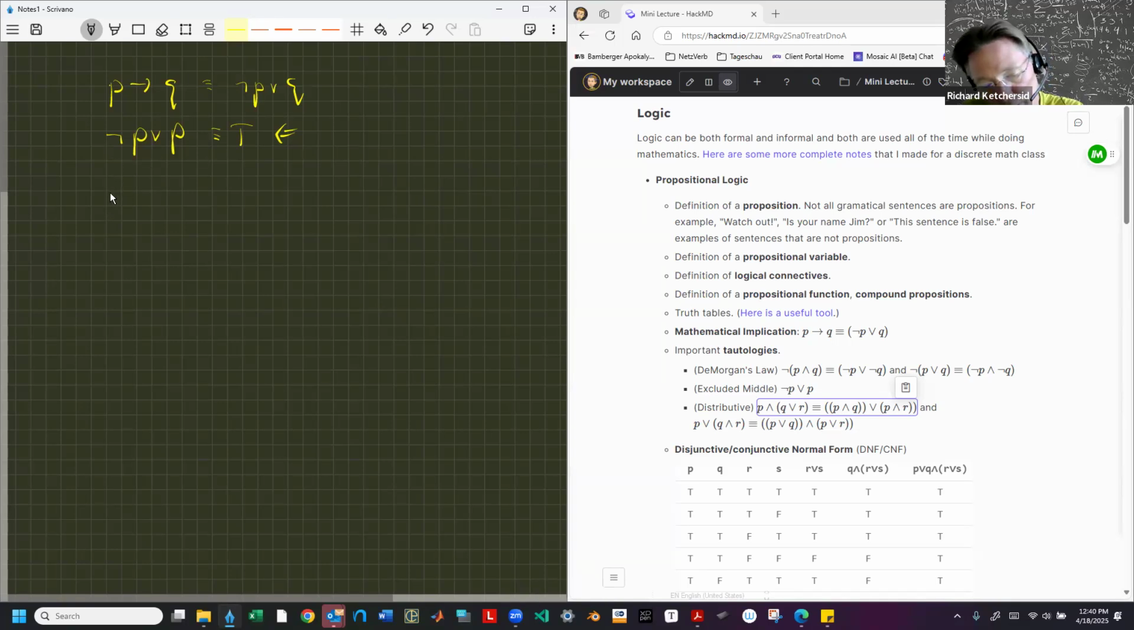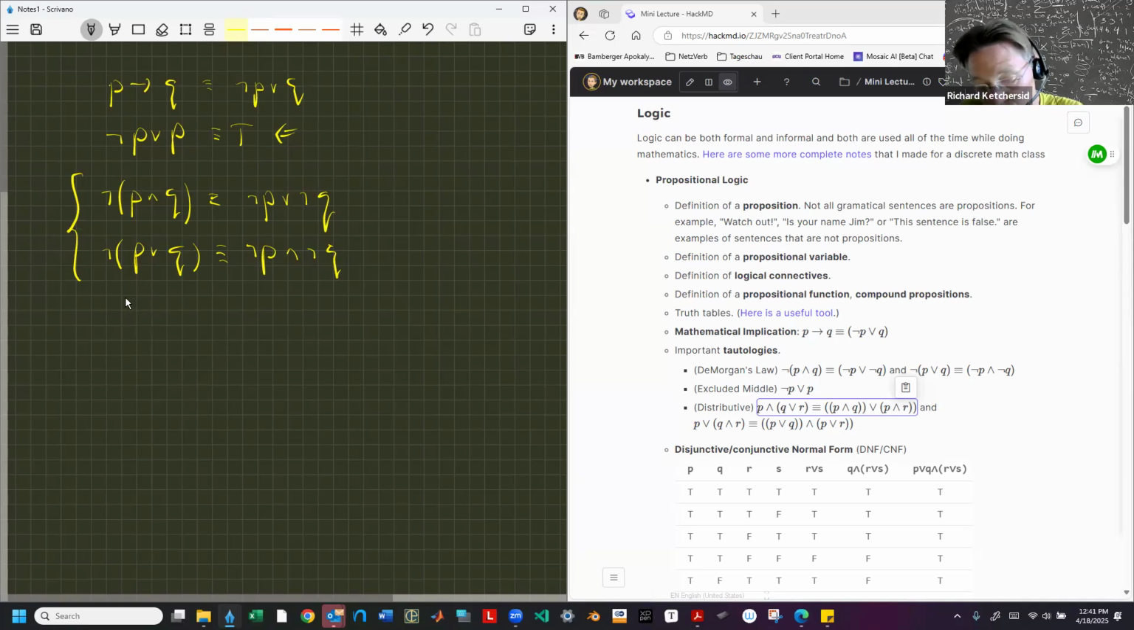De Morgan's laws tell you how to push nots through ands and, vice versa, into ors. So not P and Q is equivalent to not P or not Q. And similarly, not P or Q is equivalent to not P and not Q. Those are the two De Morgan's laws.